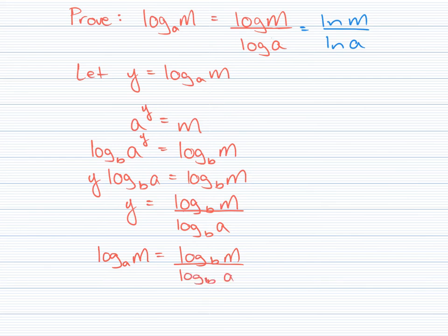Now, in the course of this proof, I chose to take log base b of each side, but I could have done this exact same proof with, for example, the natural log of each side, or the common log of each side, and I would have ended up with the exact same expression at the end, just written with a different base.